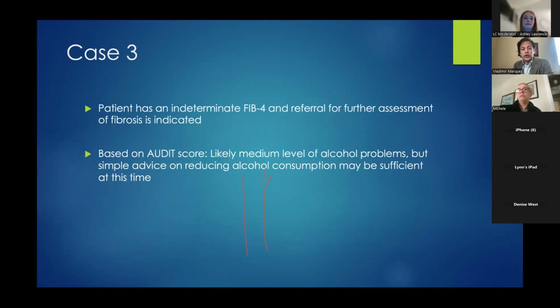and need for additional therapy? So my answer to that is yes, because of the higher FIB-4 score, I think that he should be having a further assessment for fibrosis. And based on his audit score, we would say that this patient is probably at this moment just at a medium risk or a medium level of alcohol use disorder. And maybe at the beginning, the patient just needs information and simple advice and not necessarily being referred or managed as someone who has a problematic alcohol use disorder.